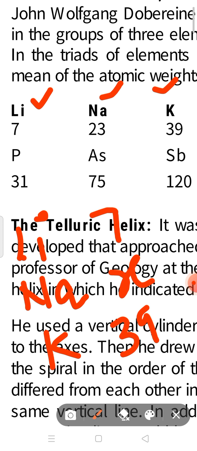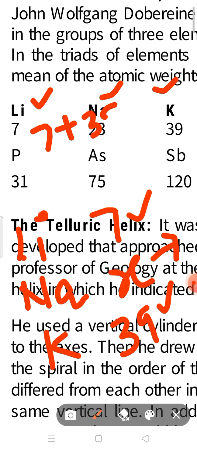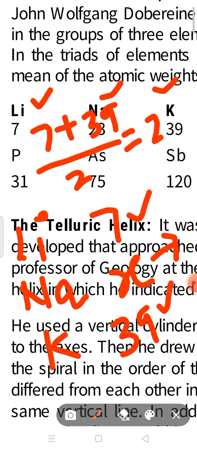So there is a rule that the average atomic mass of first and third will give the answer of middle. Means 7 plus 39 divided by 2, it will be 46 divided by 2 means 23, and 23 is the mass of sodium. It is clear? This is the triad rule of Dobereiner. It is the scientist's name.